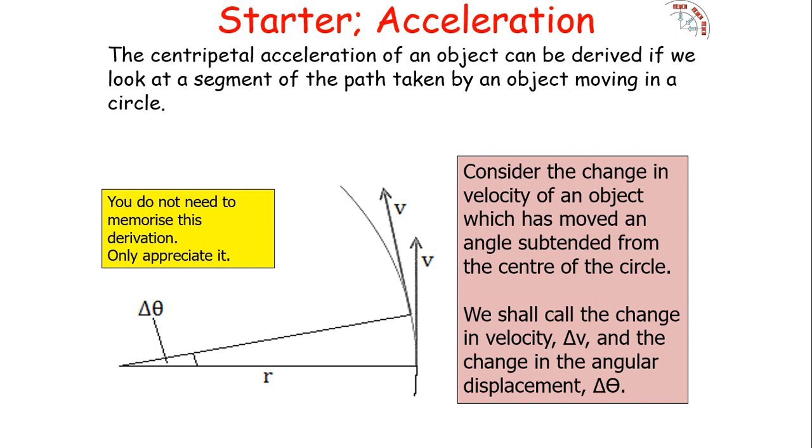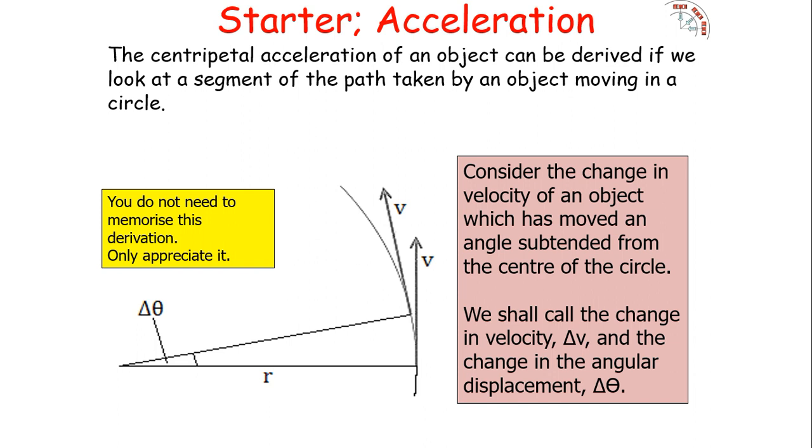Now, the centripetal acceleration of an object can be derived if we look at the segment of a path taken by an object moving in a circle. Just to clarify, according to the specification, you do not need to memorize this derivation of the centripetal acceleration, but it's always useful to see where these terms derive from.